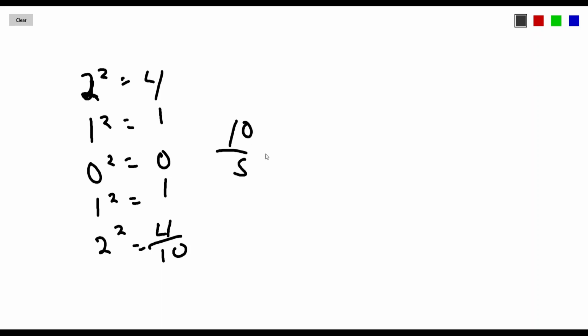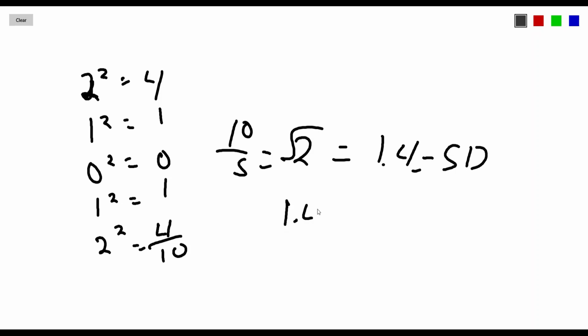10 divided by 5 equals 2. The square root of 2 is equal to 1.4 approximately, and that's equal to our standard deviation. And then for our variance, we need to square 1.4, which is equal to about 2.0. It comes out to like 1.96. Again, we won't round up, so everything rounded up would be equal to 2.0.